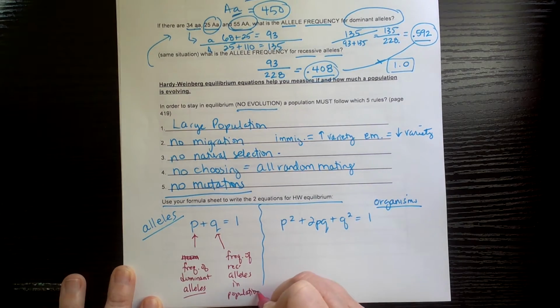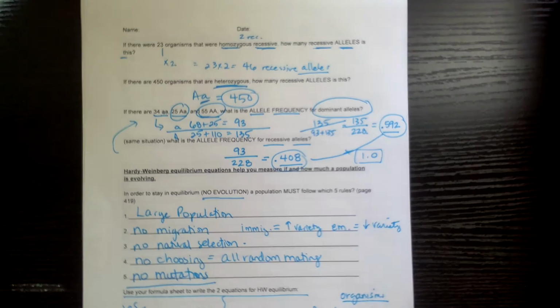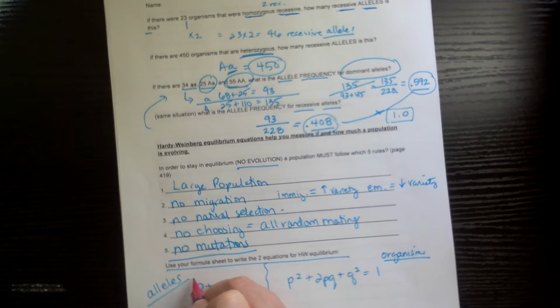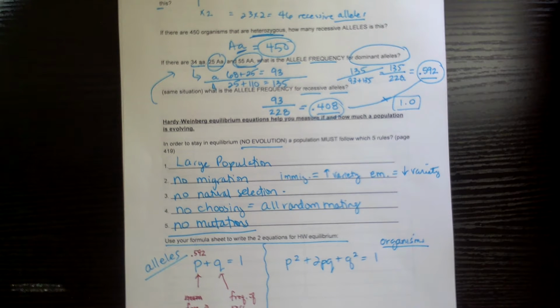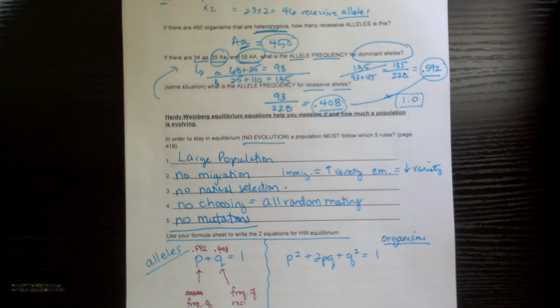And these are going to be decimals. So earlier we had 0.592 was our frequency of dominant alleles. So that would have been our P. And then our Q was the frequency of recessive alleles. So that would have been 0.408. And then 0.592 plus 0.408 should add up to 1.